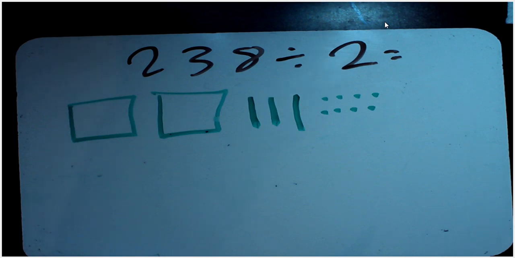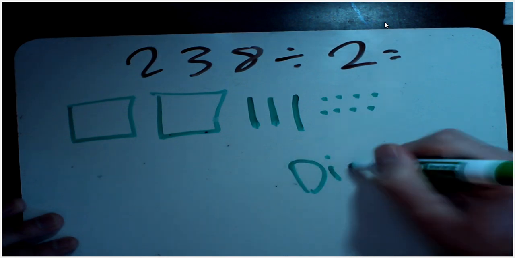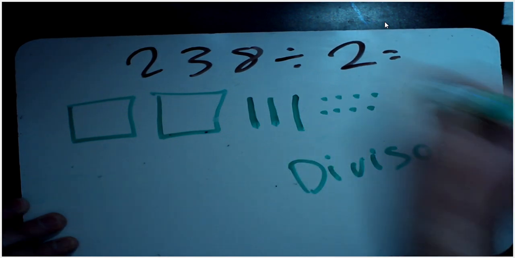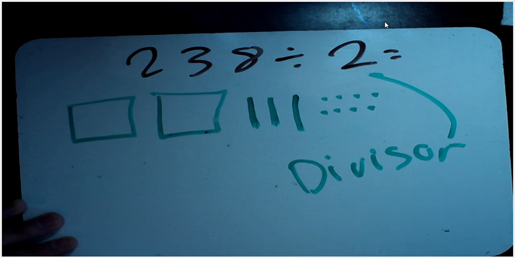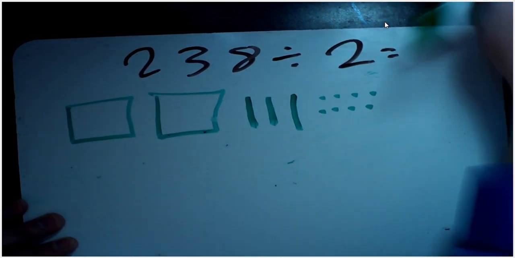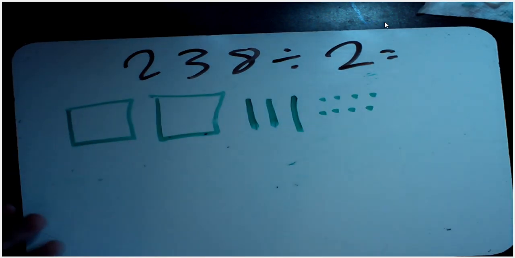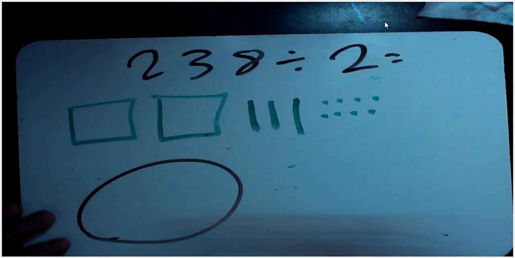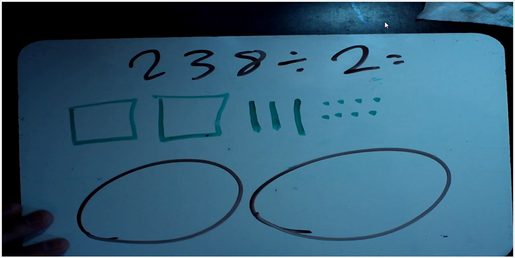So now let's talk about what we're going to do. This problem is saying 238 divided by 2. Remember, 2 is my divisor. I'm going to keep drilling this into you. And that's telling me how many groups I need to split this into. So I'm going to just split this number that's being represented into 2 groups. So here's group 1, here's group 2. Okay, that's my 2 divisor.